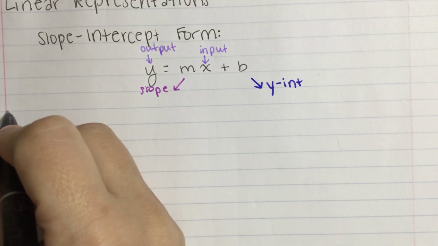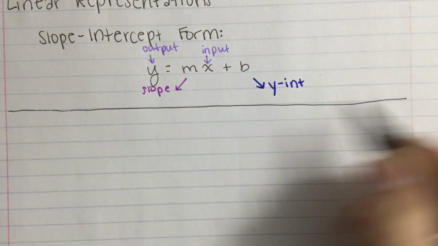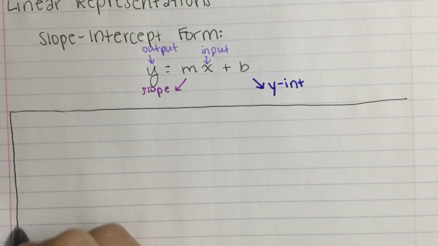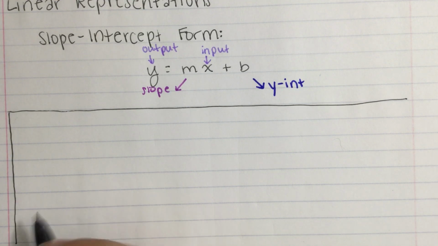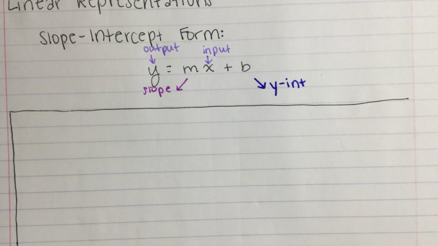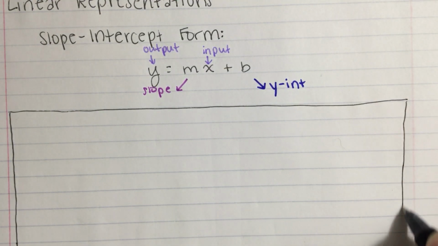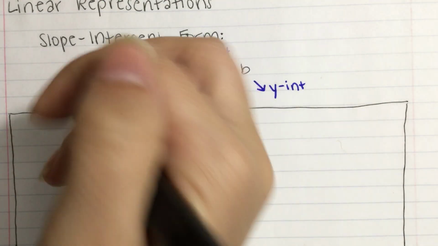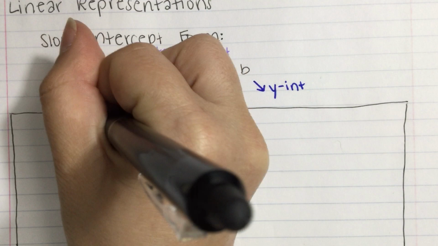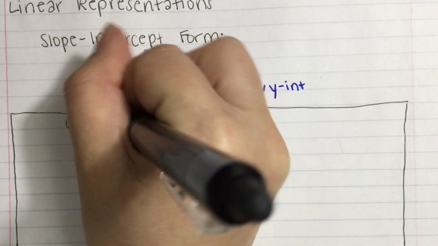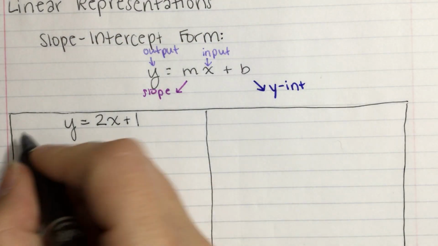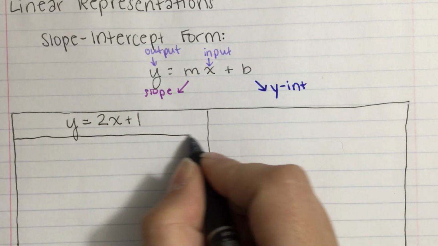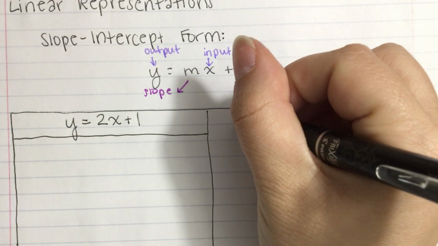So we're going to look at, and in class I've called this a PETS diagram before, where we're looking at our plot, our equation, table, and scenario. So first, we will look at y equals 2x plus 1.